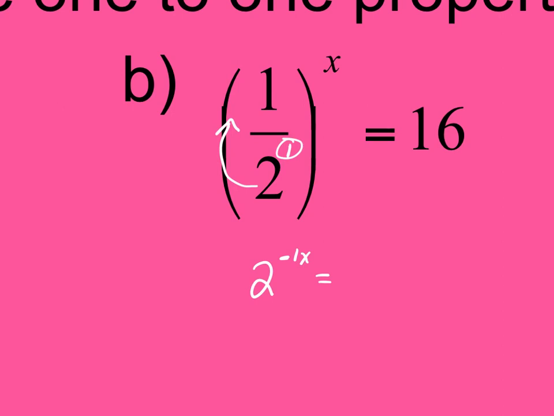Now, some of you are going to say, I could just look at this and say it's negative 4. Okay, fine. That's fantastic. But if I'm telling you to solve using the one-to-one property, I need to see this solving process. I need to see that you get the bases to be the same, cross them out, set exponents equal to each other. Is there a way that I can write 16 to where it has a base of 2?